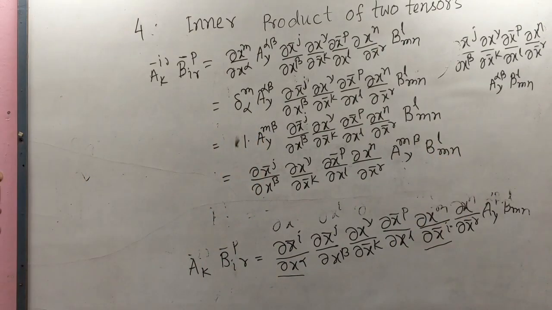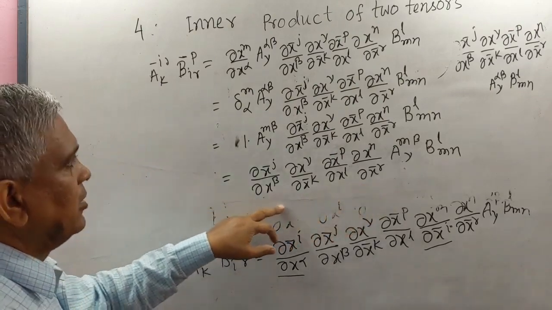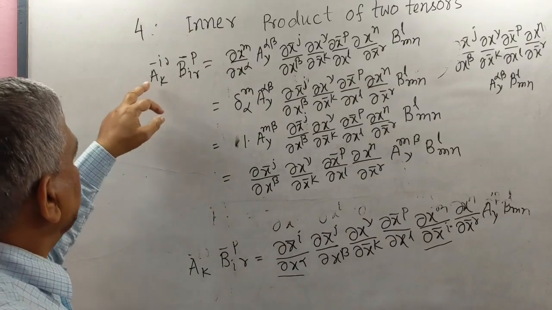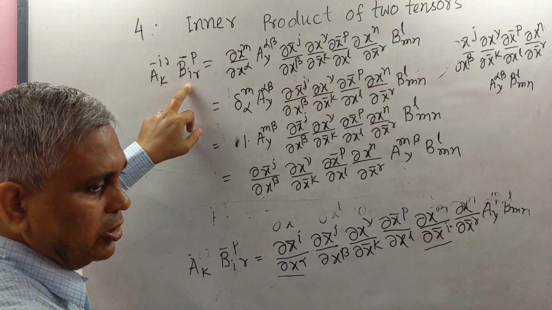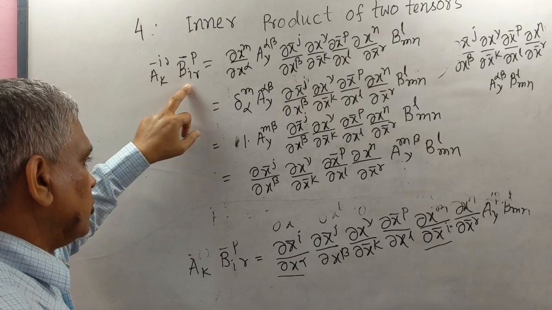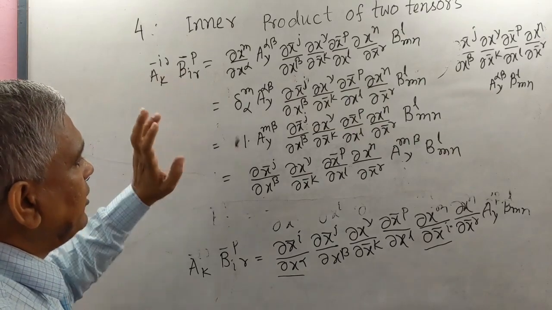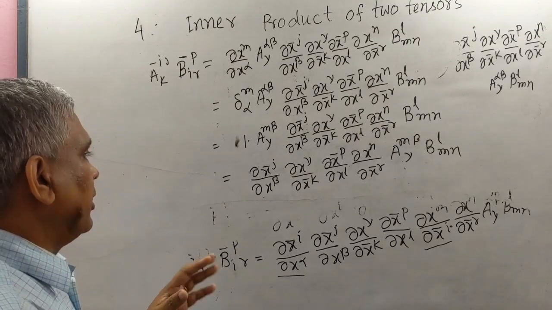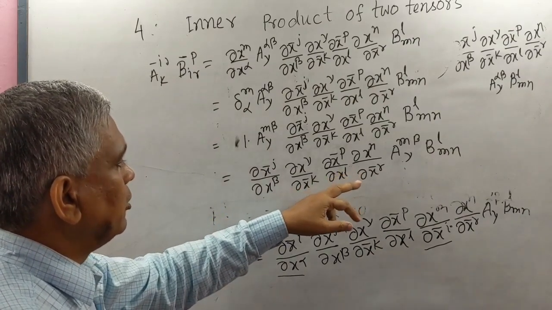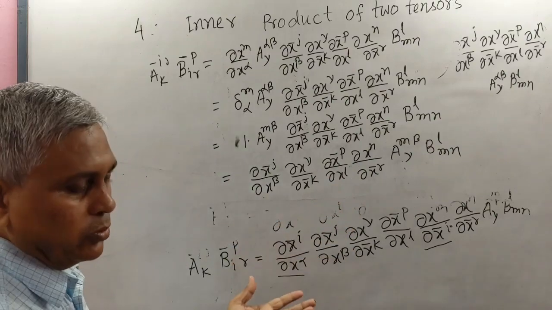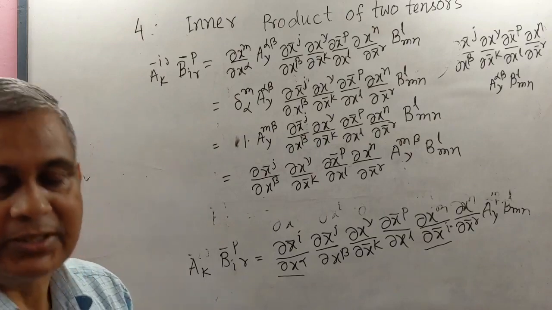So here we see that we get only 4 partial derivatives. This is a tensor of rank 3. This is also a tensor of rank 3. So if it were an outer product, then the resulting tensor would be of rank 6, but here we get rank 4. So the rank is reduced by 2 in the case of the inner product of two tensors.